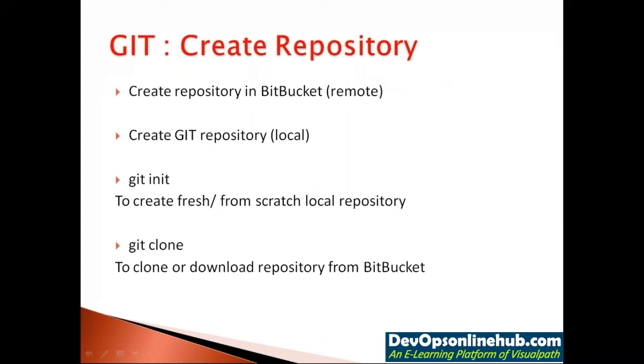After that, creating a repository. As I said, it includes two options: creating a repository in Bitbucket, which is a remote repository, and creating a Git repository, which is a local repository on our machine. I will show you how to create a repository locally. Afterwards, I will show you how to create a Bitbucket repository.